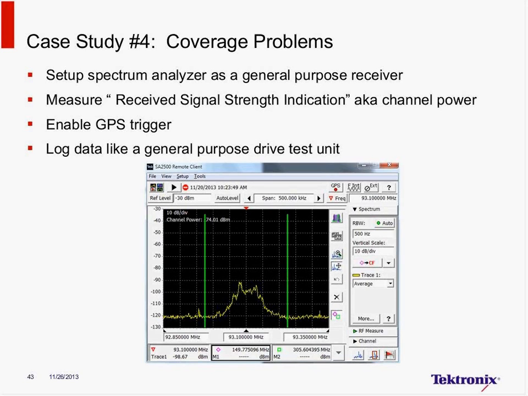And what we set up is a basic channel power measurement. In this example, what we want to do is mimic a broadcast receiver. So we're going to set up a channel power measurement with roughly the same bandwidth as the broadcast receiver and go along and map our channel power measurements. We're essentially doing what's called a received signal strength indication here, an RSSI measurement.